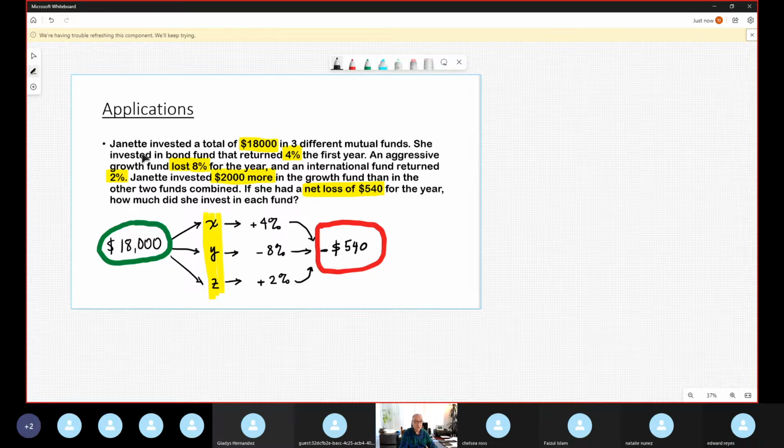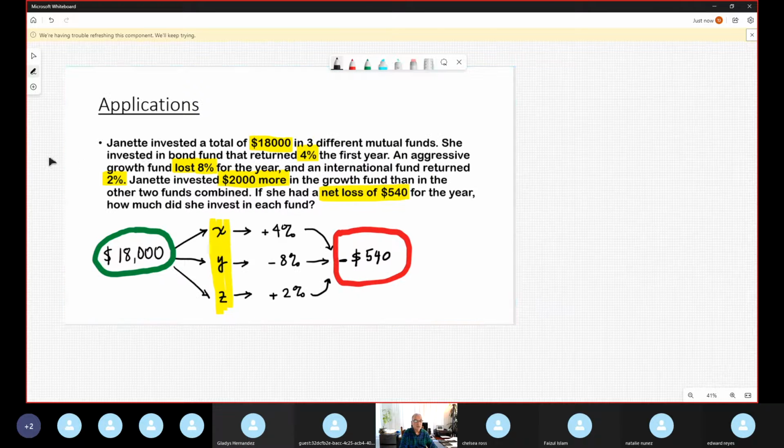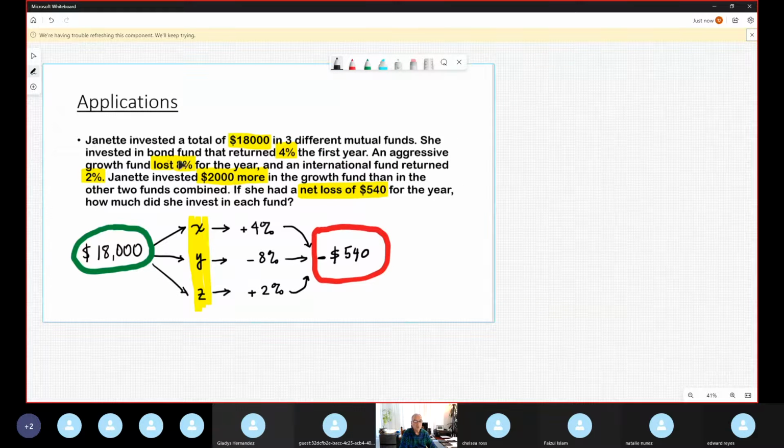Janet invests in three different accounts. She gets a bond fund that returns 4%. I want to call it X. X represents the money that Janet deposits, because Janet controls this, and the account gets 4%. This is the interest rate.